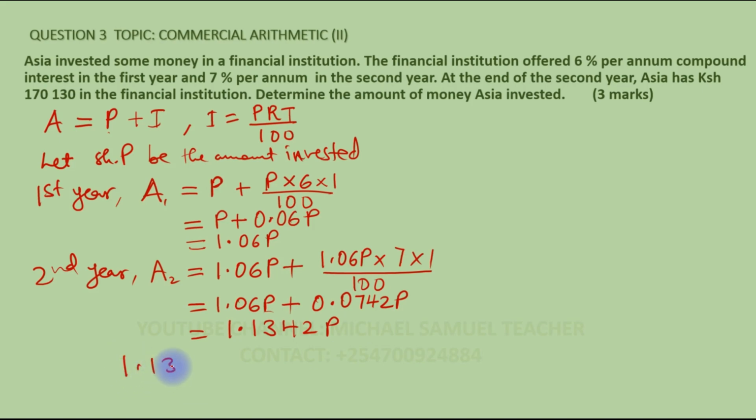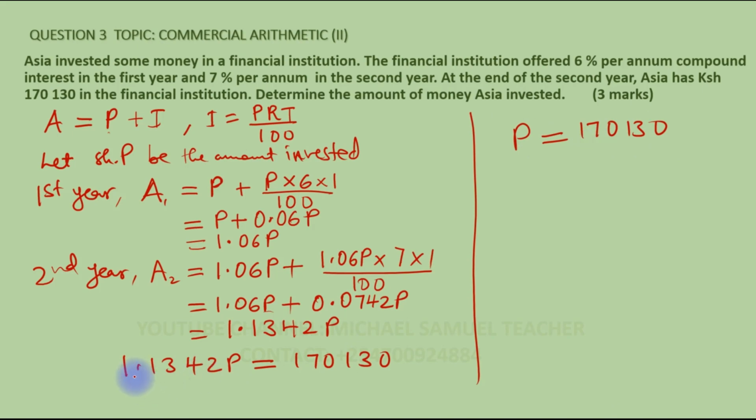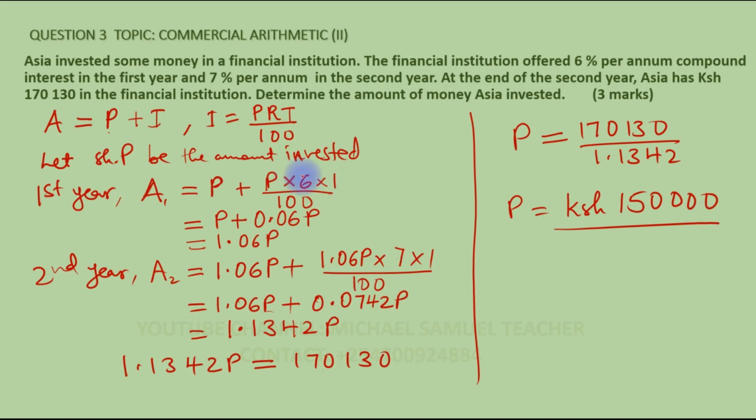So 1.1342P is equal to 170,130. So we divide both sides by 1.1342. So using a calculator, you'll get exactly 150,000 shillings, and that was the amount Asia invested in the financial institution. So that's how we do that particular question. Then we can move on to the next question, which is number 4.